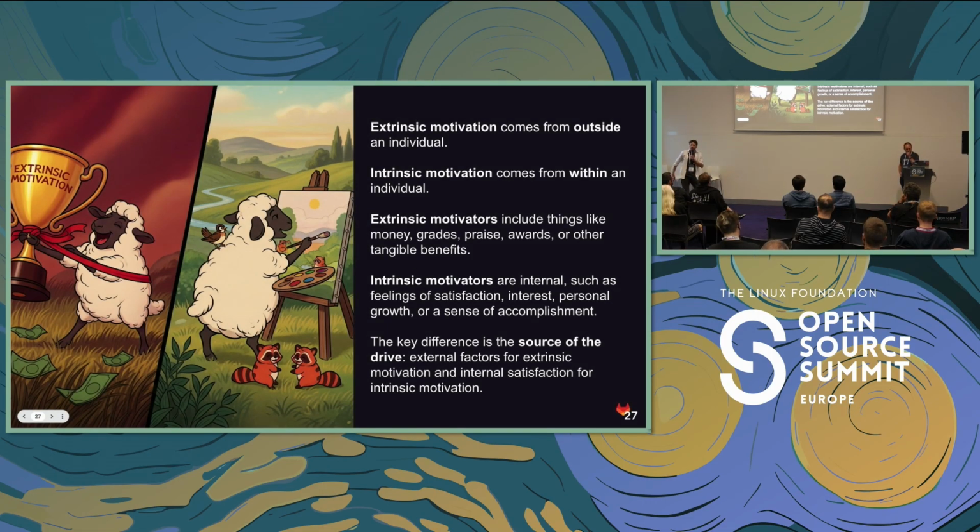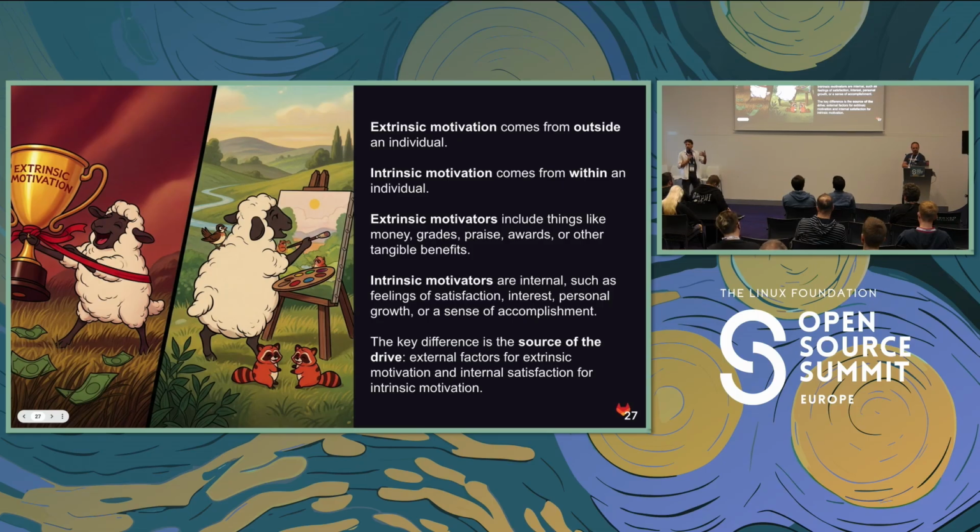Let's get back to our sheep for a second. We talked about it a bit already, but there are two types of motivation. And for those that maybe have done sales before, you probably encounter different reasons why people buy. It's the same with contributors. There are different reasons why people contribute.